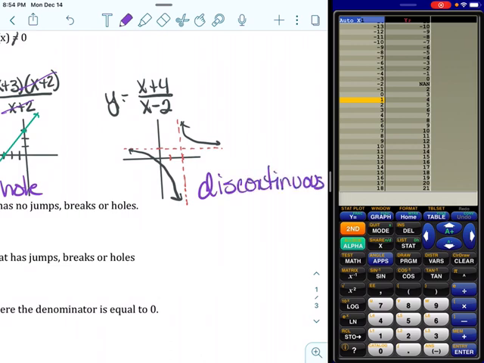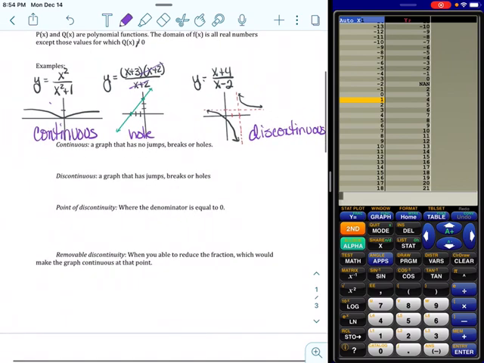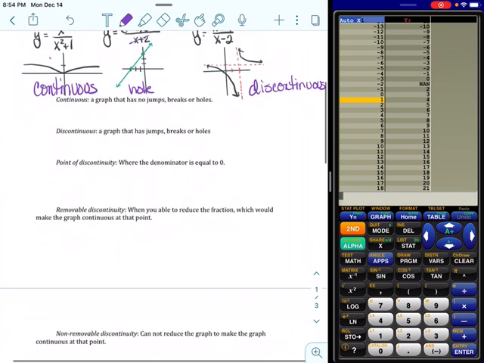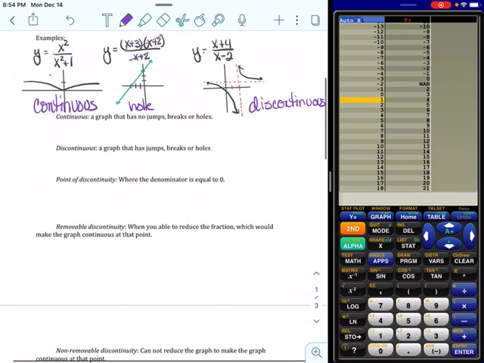Because I do have the vertical and horizontal asymptotes. And it's not removable because I can't reduce the function. Okay? So the first one is continuous. Then the second two are both discontinuous. The first one has a hole, which is a removable discontinuity. The second one is just a non-removable discontinuity because I can't reduce it.